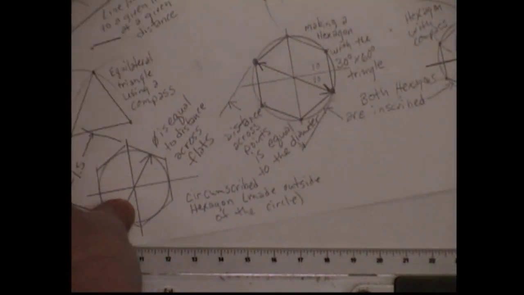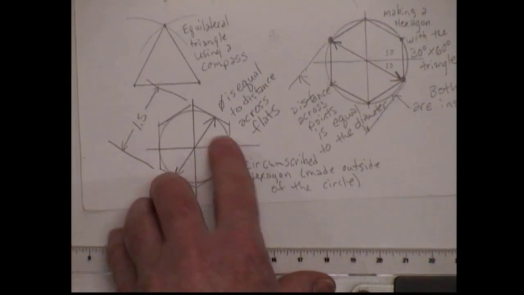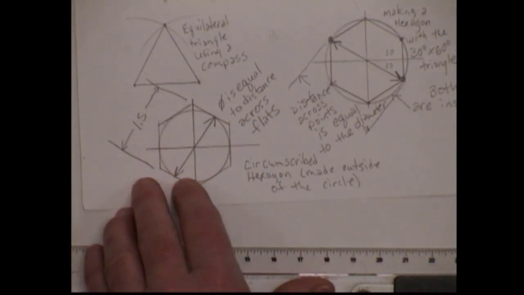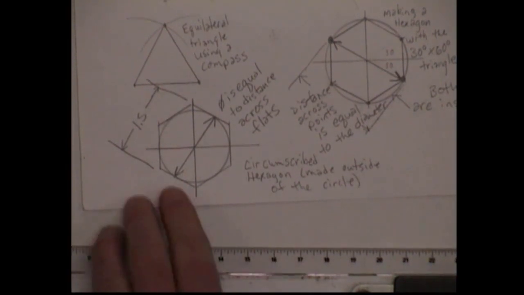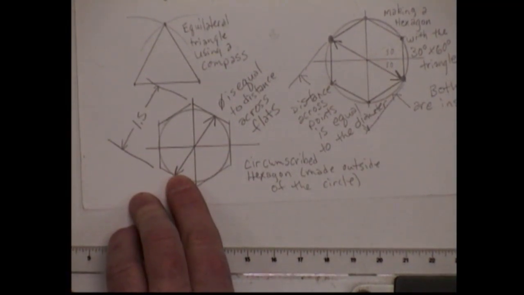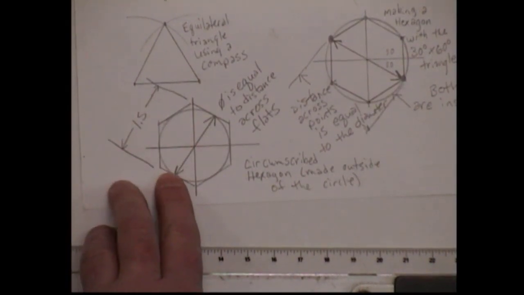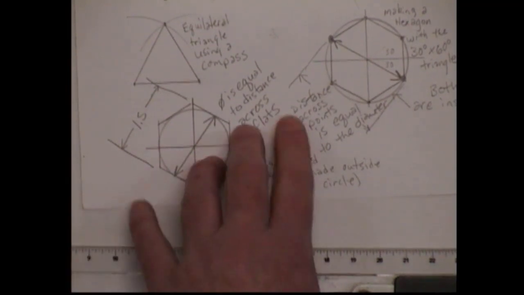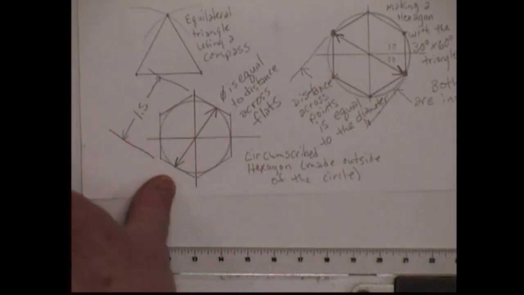And if it's inscribed, the distance across the points is equal to the diameter, correct? If it's circumscribed, then the construction circle is made and the polygon is made on the outside of the circle. And then the distance across the flats is what's equal to the diameter. Okay? So if we have an example that gives us the dimension across the flats, we need to make it circumscribed. If we have an example that gives us the dimension across the points, then we need to make it inscribed.